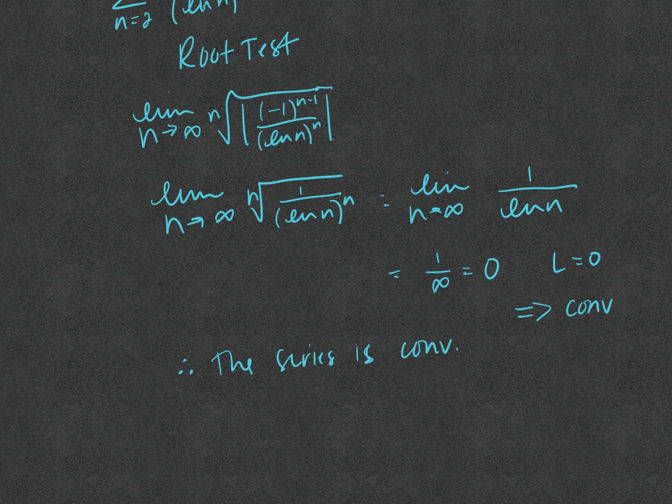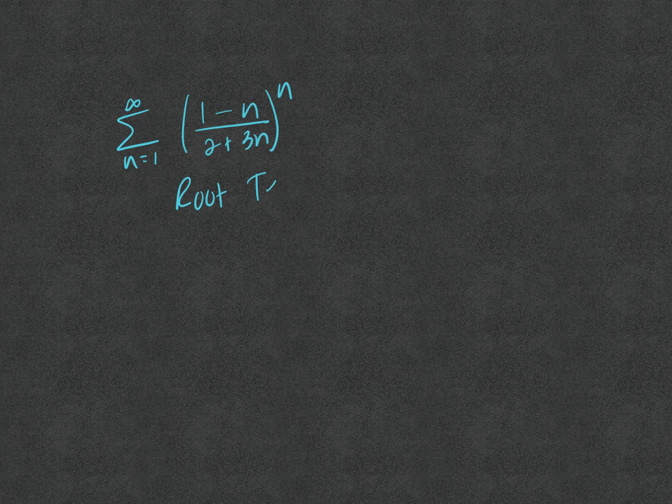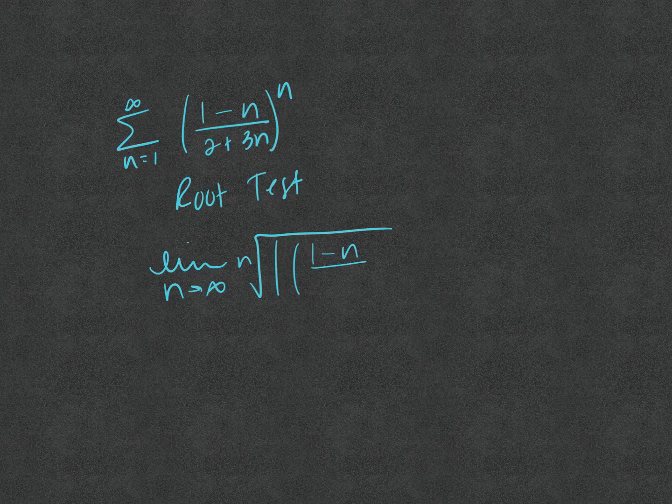Let's do one more. It says the series is n equals 1 to infinity, parentheses 1 minus n over 2 plus 3n to the power of n. This one is obviously a root test, in my opinion. The whole series is raised to the power of n. So we're going to say the limit as n approaches infinity, the nth root of the absolute value of the parentheses 1 minus n over 2 plus 3n, all raised to the nth power.